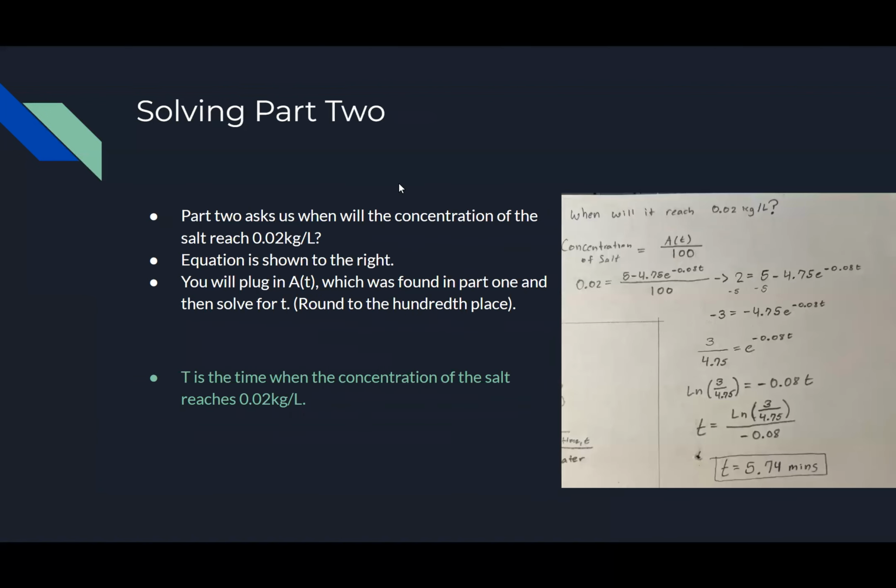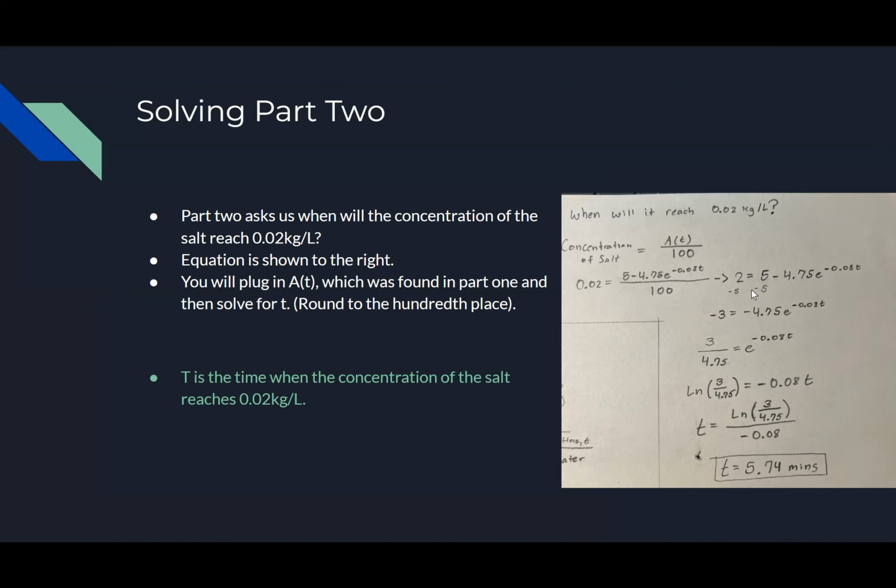And now for part B, which is pretty much part 2, it's asking us when the concentration of the salt would reach 0.02 kilograms per liter. Now, this is the basic equation right here. Concentration of salt equals A of t over 100. You'll pretty much just plug in 0.02 for the concentration of salt, and you plug in your A of t right here. And we're pretty much trying to find out what t equals.